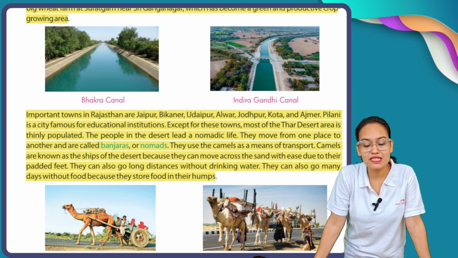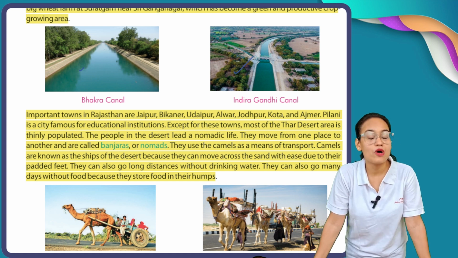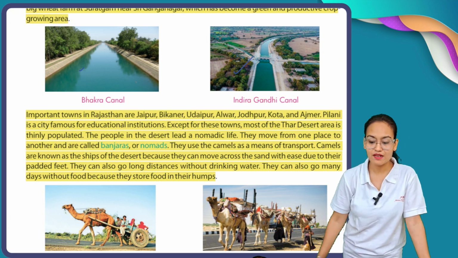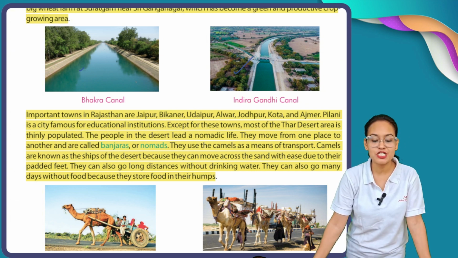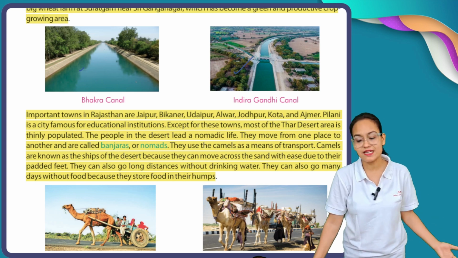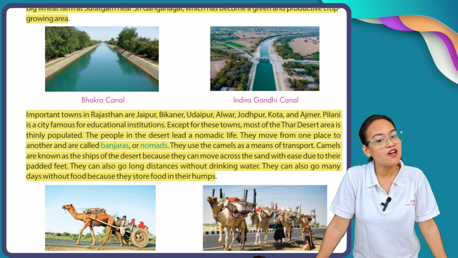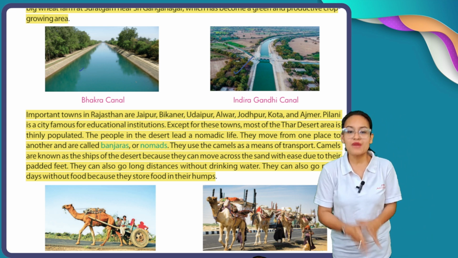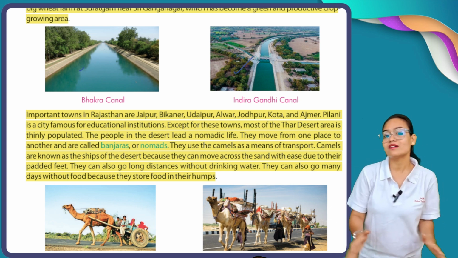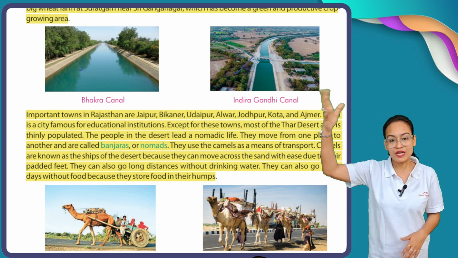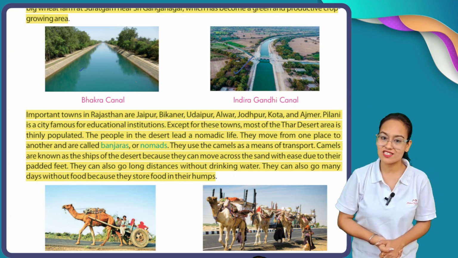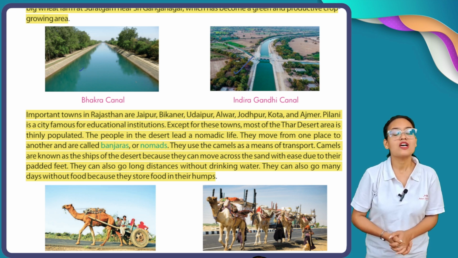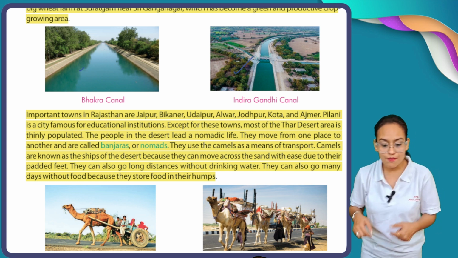They use camels as a means of transportation. Now which animal acts as the means of transportation in the desert area? Camel. Camels are known as the ship of the desert because they can move across the sand with ease due to their padded feet. Why? Because except the camel, no other animal can survive the harsh, hot climate in the Thar desert area. And why does only the camel survive? Because the camel has naturally gifted padded feet.